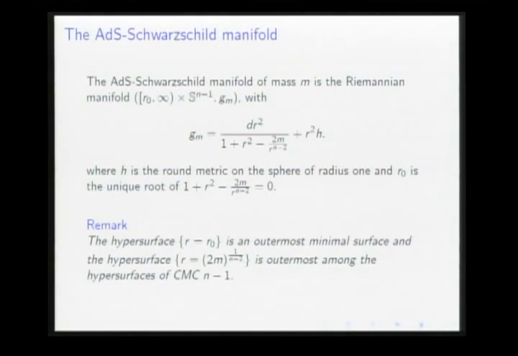And here's the analog of the Schwarzschild manifold in the hyperbolic setting, the AdS-Schwarzschild. R0 is the root of this equation here. If you take r equals 0, you get a minimal surface, and if you take r equals this number here, you get a constant mean curvature hypersurface.